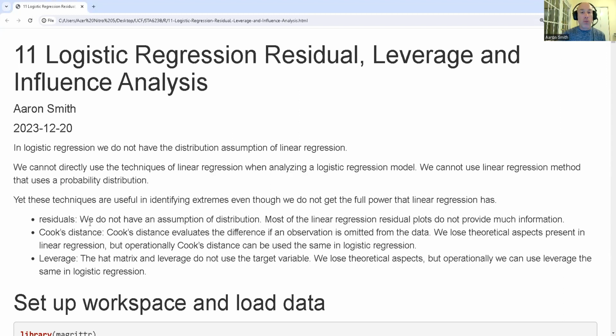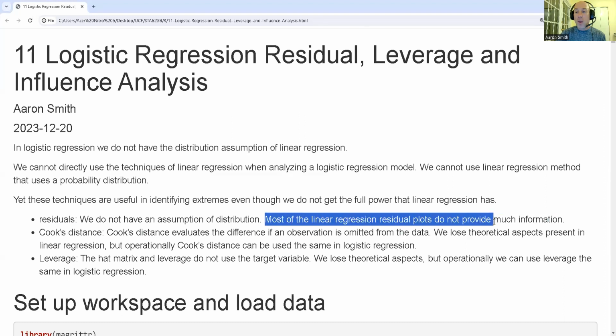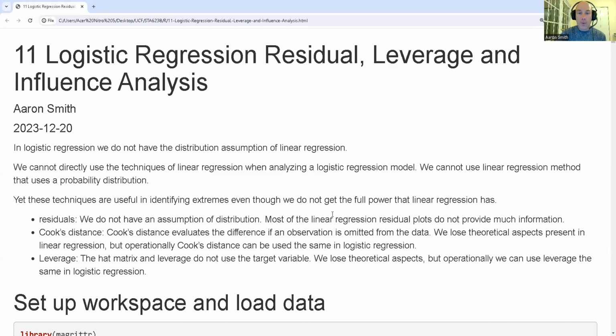All right, so the residuals: I don't have the assumptions of their distribution like I do with linear regression, the normally distributed, mean zero, constant variance with respect to predictors. Never mind about that. So there will be Cook's distance.